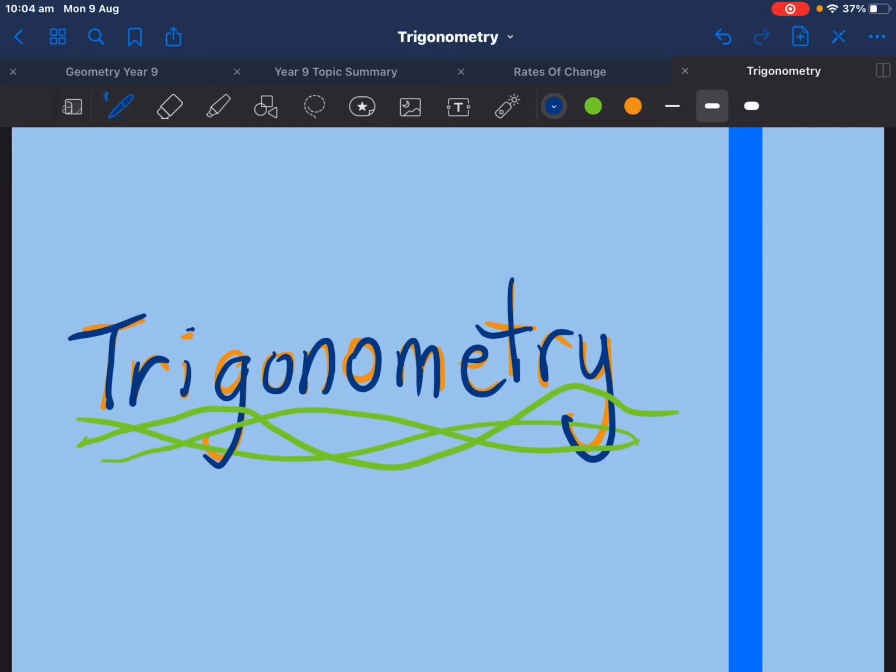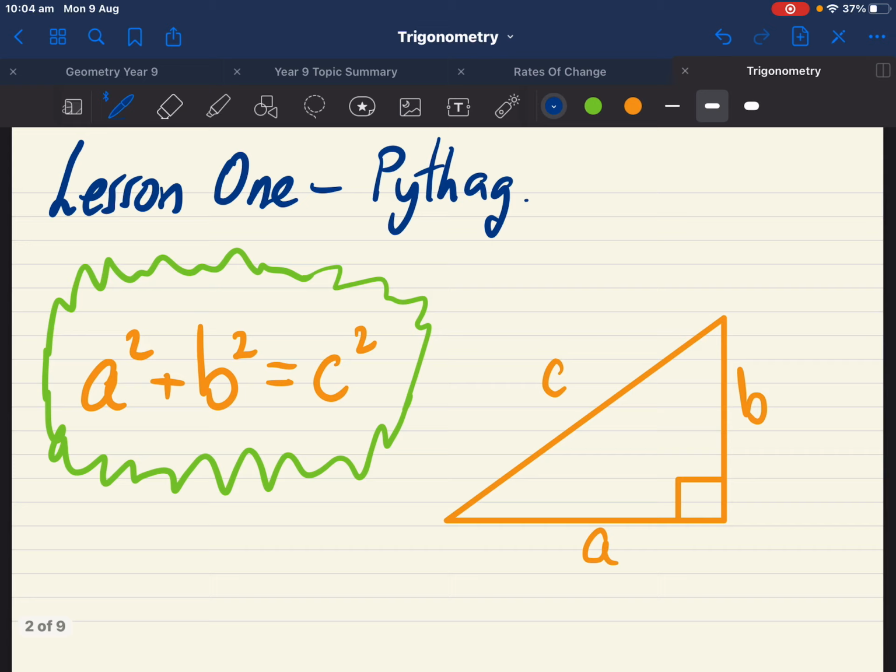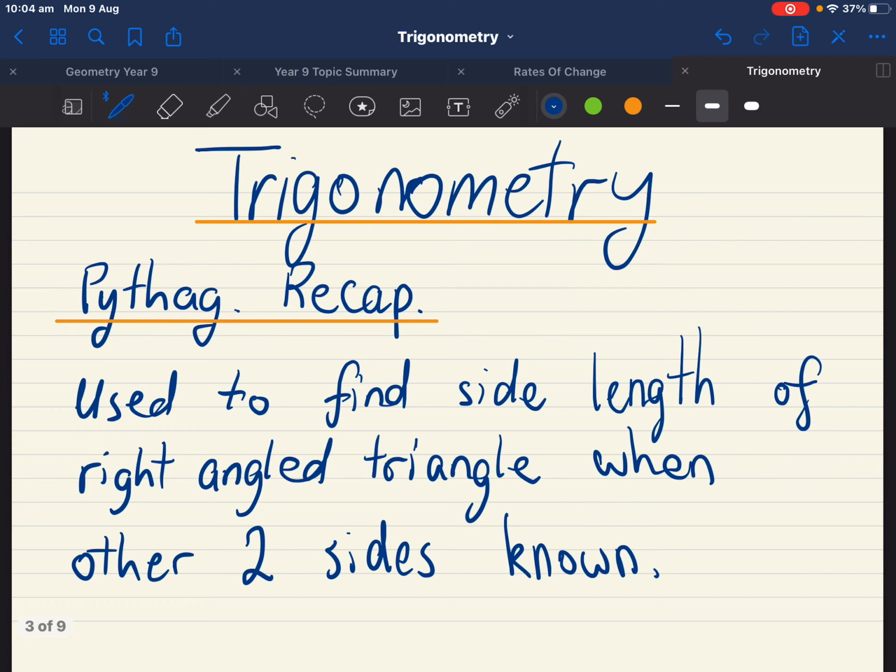Hello and welcome everyone to our new topic, which is trigonometry. To begin trigonometry, we're actually going to be going back a step and doing a quick recap on Pythagoras' theorem. The reason for this is we need Pythagoras' theorem in this topic, at least for some questions anyway. So let's just get straight into it.